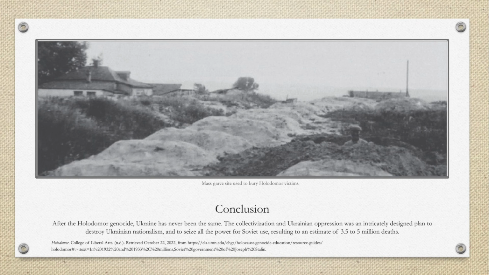And concluding our presentation, after the Holodomor Genocide, Ukraine has never been the same. The collectivization and Ukrainian oppression was an intricately designed plan to destroy Ukrainian nationalism and to seize all power for the Soviet use, which resulted in an estimate of 3.5 to 5 million deaths.